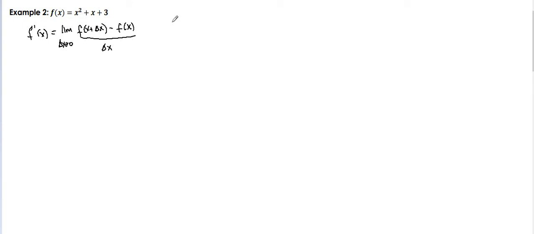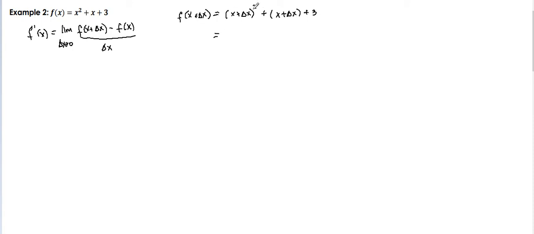Okay, so again, para mabilis nating makuha, hanapin na agad natin ang f of x plus delta x. Okay, so since this is our function, palitan na natin ang ating mga x ng x plus delta x. So since we have x squared, we have quantity x plus delta x squared plus, again, another x, so x plus delta x, plus yung naiwan na constant, 3. Okay. So, expand natin to.